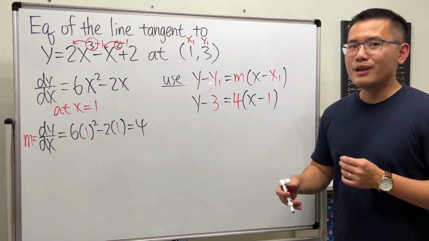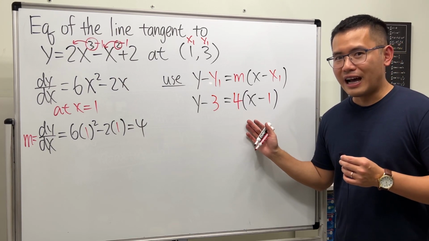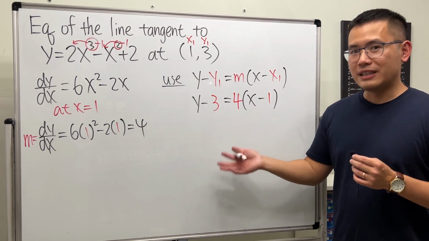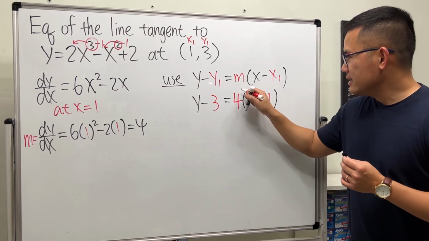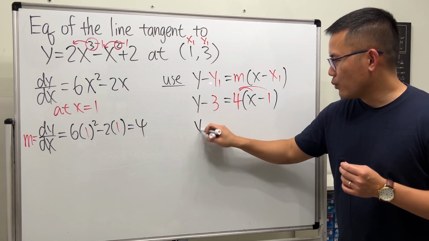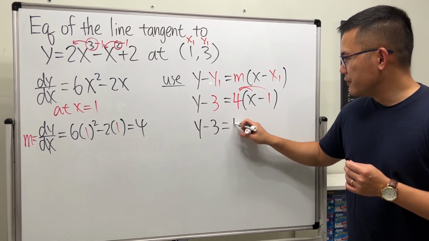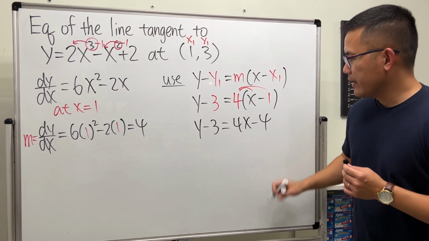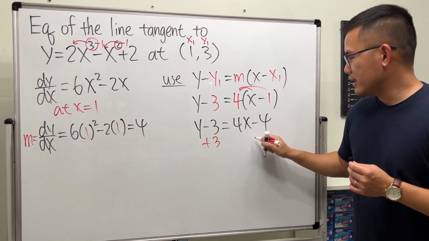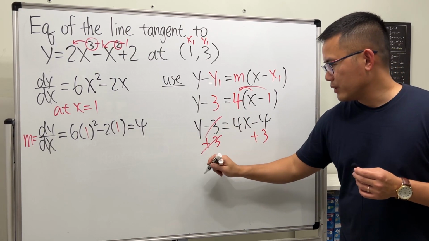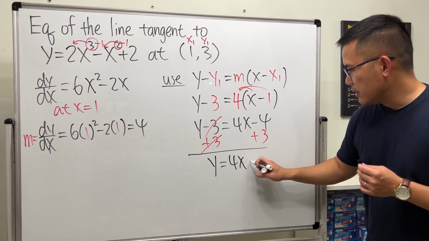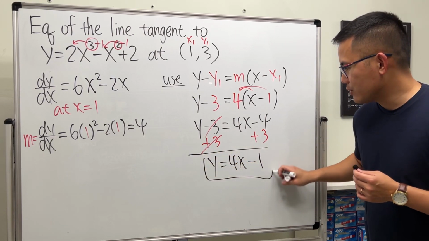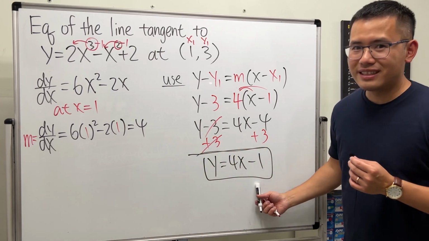But most of the time, we prefer to have an equation of a line in the slope-intercept form. In other words, let's try to isolate the y. So let's distribute this real quick. y minus 3 equals 4x minus 4. And then let's add 3 on both sides like this. And we get y equals 4x minus 1. And this right here will be the final answer. That's it.